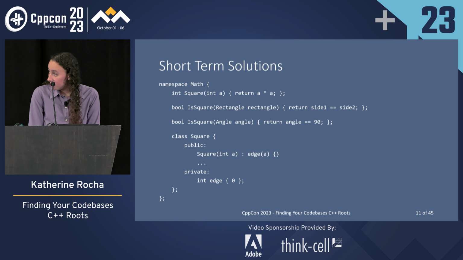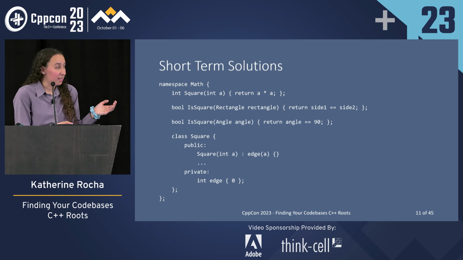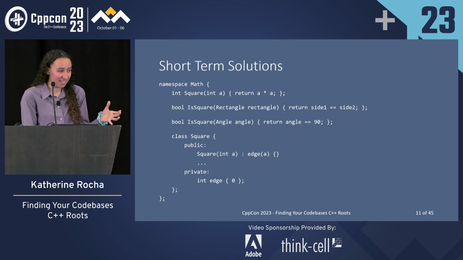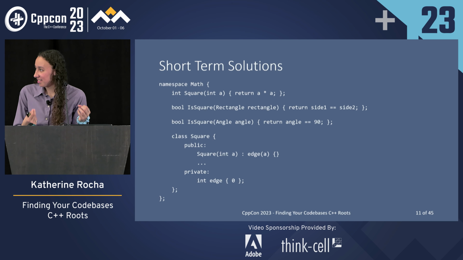So here's a look at a math namespace, and it has a couple of different functions in it that are all named square or something like square. And so this is confusing.